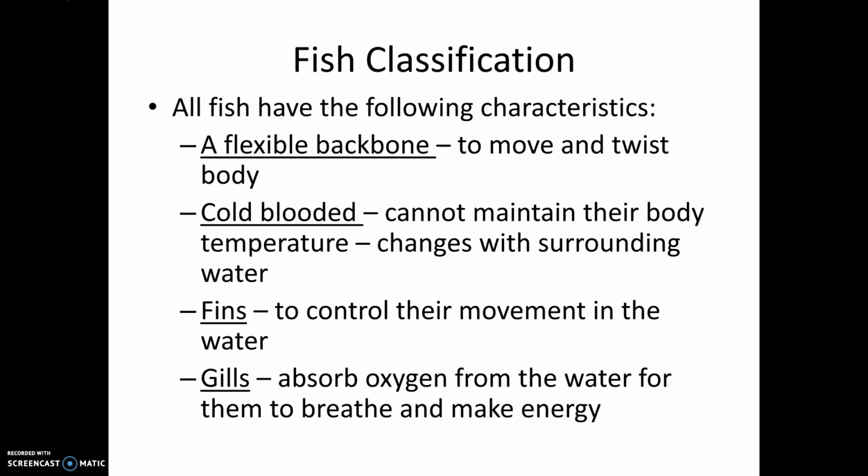So all fish, no matter what category, what class they fall into, are going to have all of these different characteristics. So that's going to be a flexible backbone to be able to move and twist their body. They are cold-blooded, which means they cannot maintain their body temperature, so it changes with the water around them. They have fins that are going to control their movements within the water. And then they have gills.